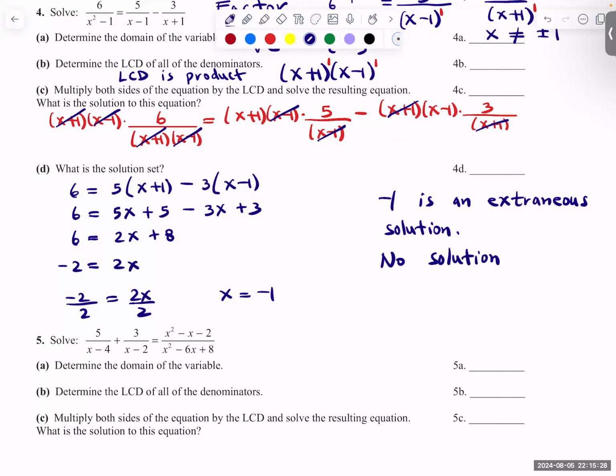And the symbol for no solution, we can use the empty set, or we can use the null set. That's a circle with a slash through it to mean no solution.